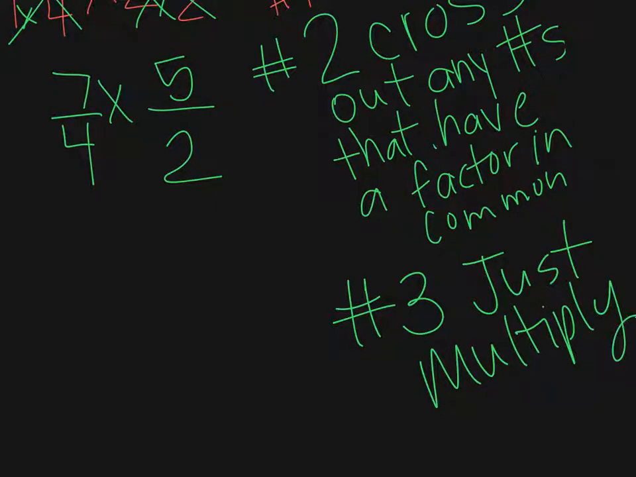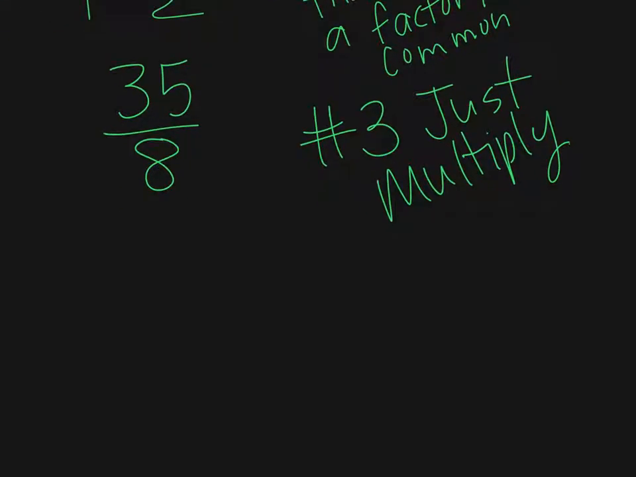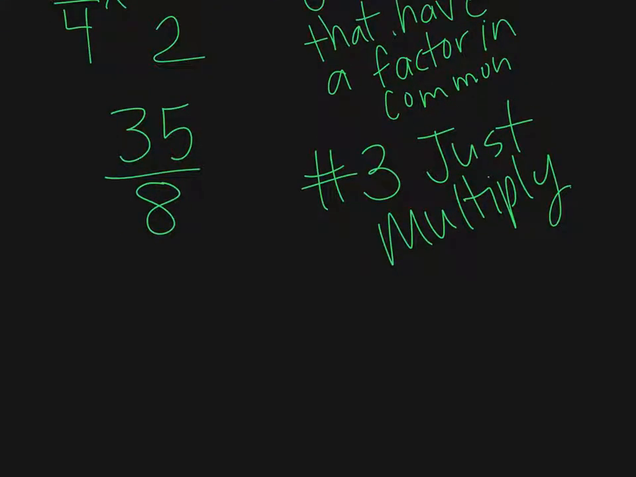Just multiply, okay? What's 7 times 5? 35. What's 4 times 2? 8. Very good. But am I finished? No, I have to simplify this. And the way we're going to simplify this one is what? Divide. So I'm just going to put simplify.